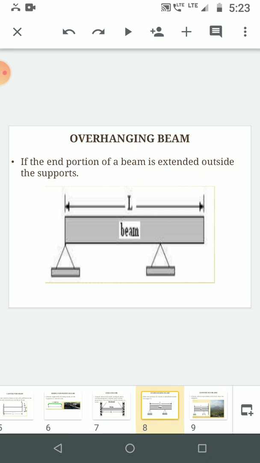Now it is the overhanging beam. The beam extends beyond the support. It is called an overhanging beam.